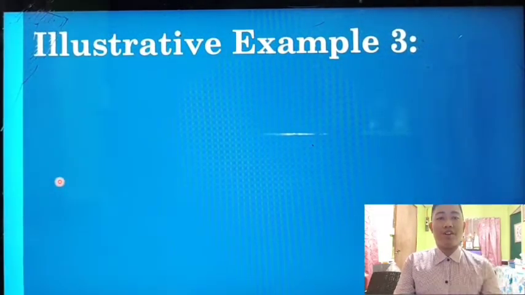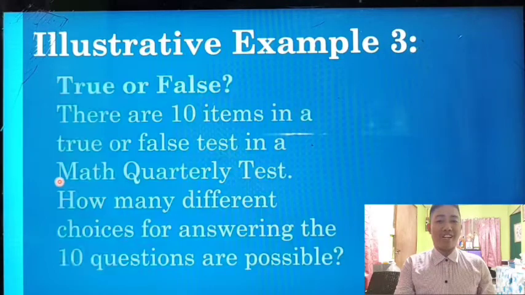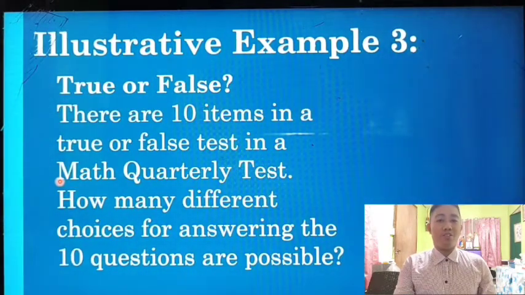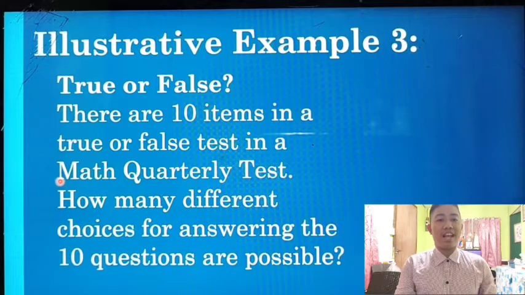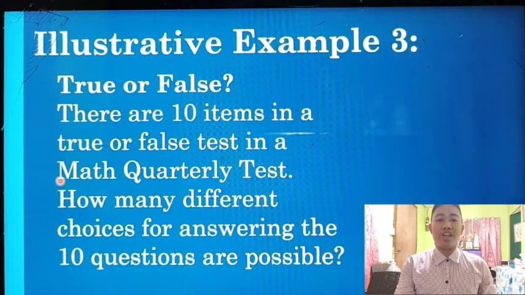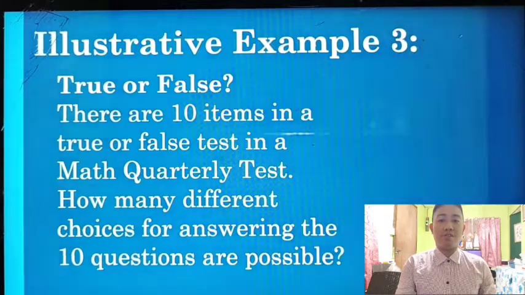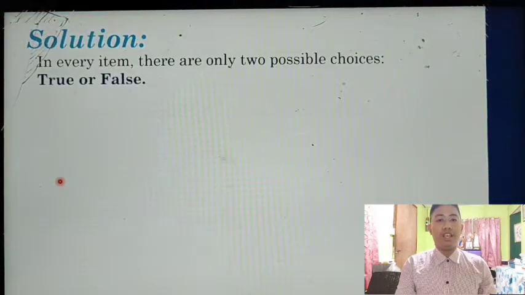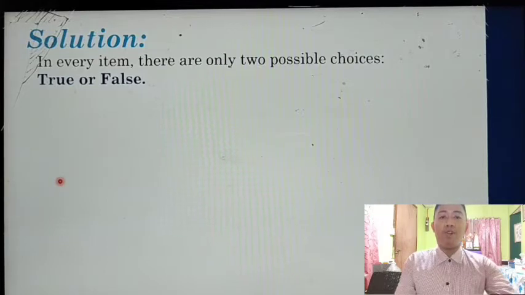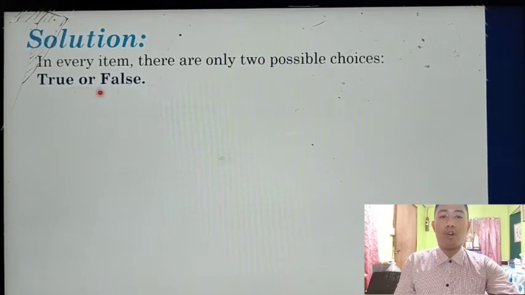So let's move on to the third illustrative example, number 3. True or false. There are only 10 items in the true or false test in the mathematics quarterly test. The question is, how many different choices for answering the 10 questions are possible? So my dear friends and students, to solve this problem, here is the solution. In every item, there are only 2 possible choices. What are those 2 possible choices? We all know that the choices are true or false.